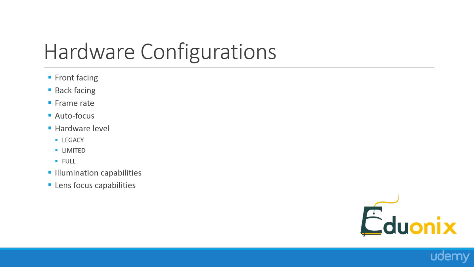The camera component in Android has a wide array of possible configurations and properties, which may or may not be present in any given device. The hardware configurations can contain options like a front-facing or back-facing camera capability. Also, capabilities like frame rate and autofocus can be found in the hardware configurations for a camera.